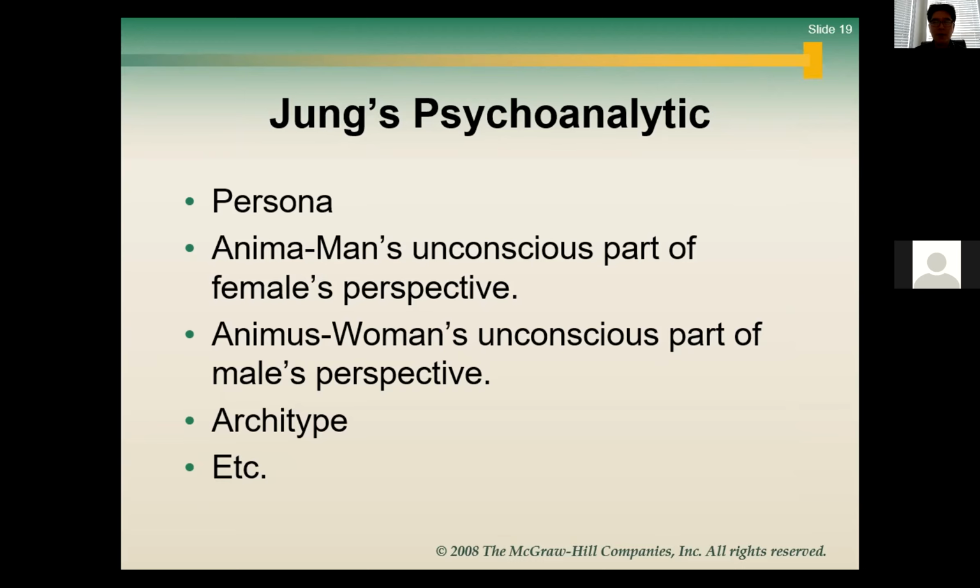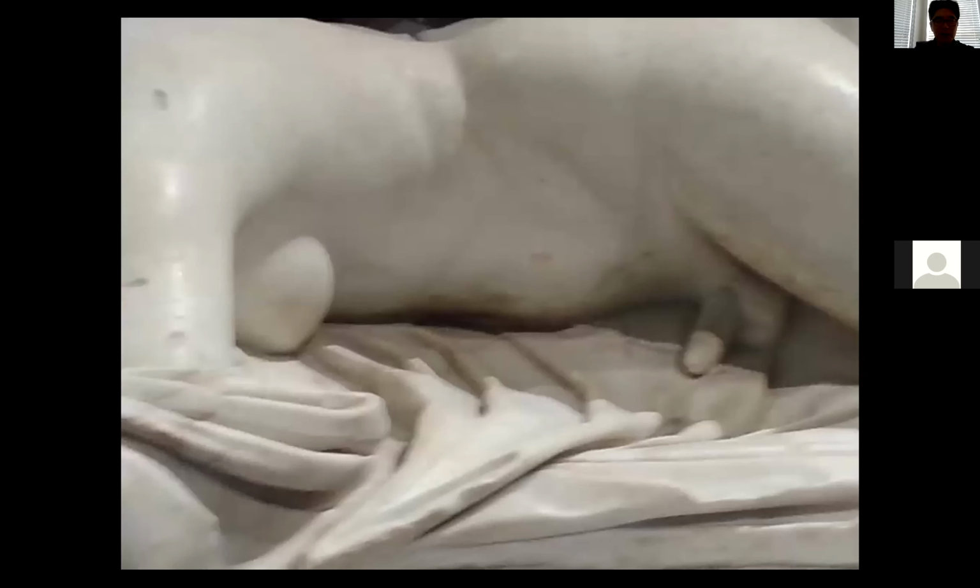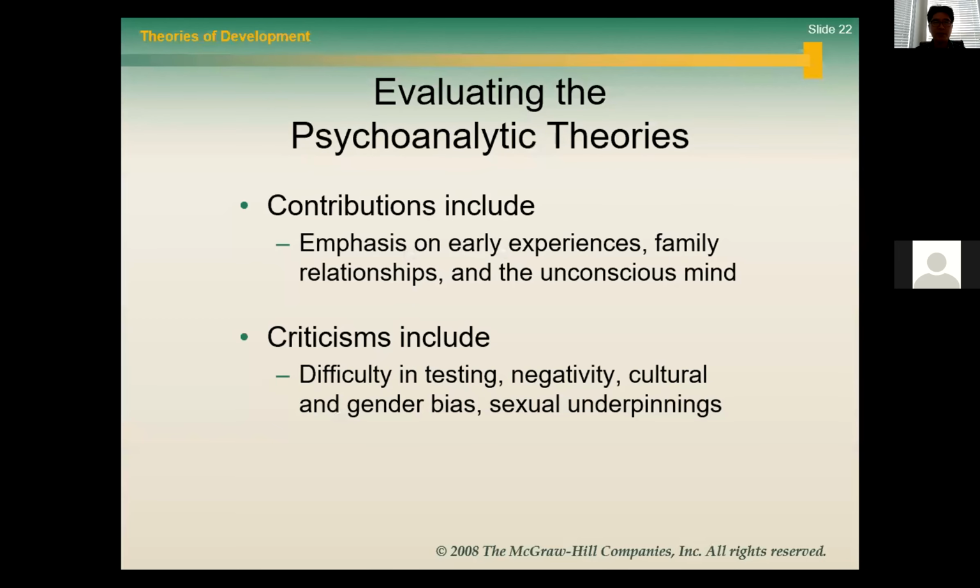And archetype, as opposed to stereotypes, which come from the whole group. I uploaded this statue from France, and it just looks like a female girl. However, the inner part of this girl holds a male's perspective. So it is animus, right? These are examples.